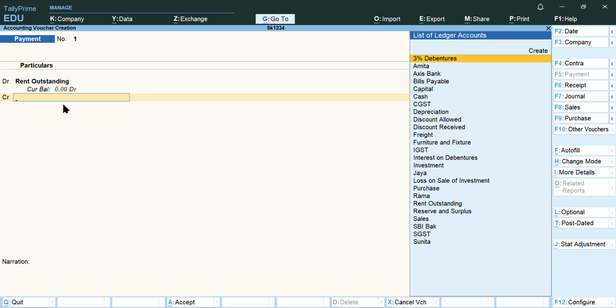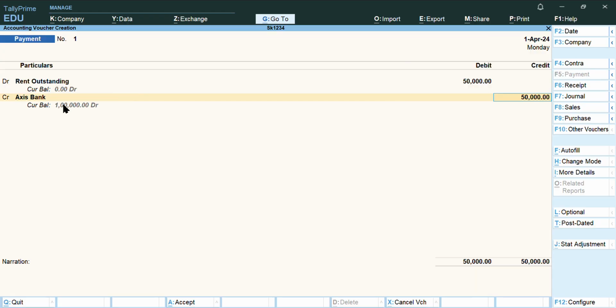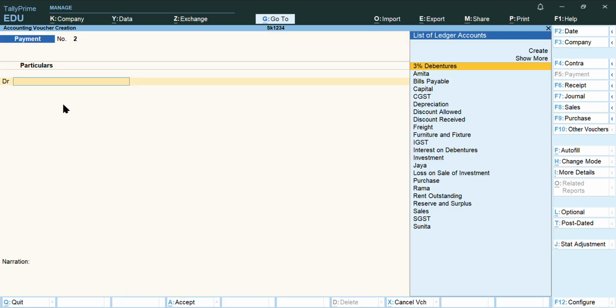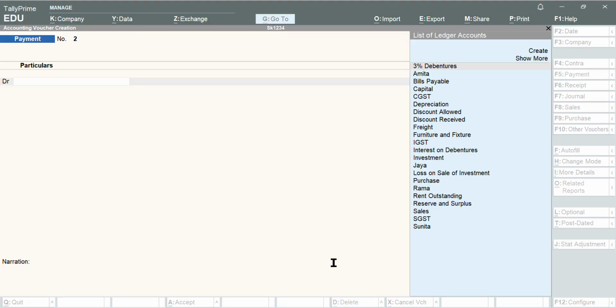So rent outstanding to bank. Which bank we are to use? Axis Bank, because the instructions are very clear given there. Okay, so accept it. Now this entry is done. Look at the next entry.